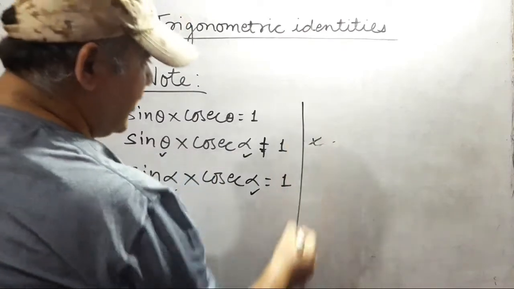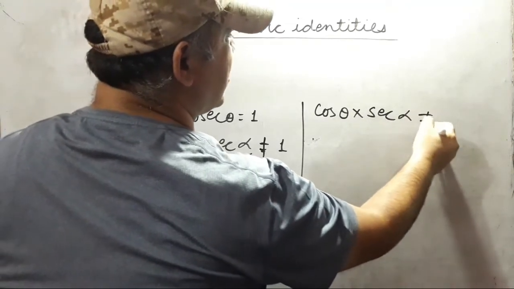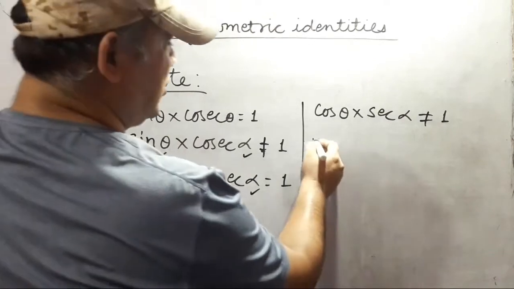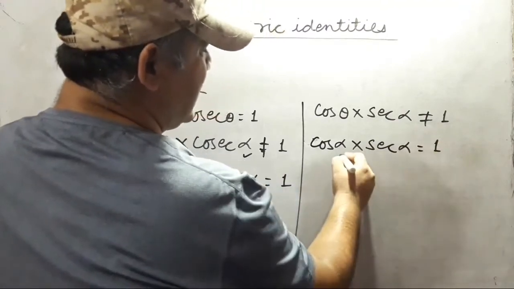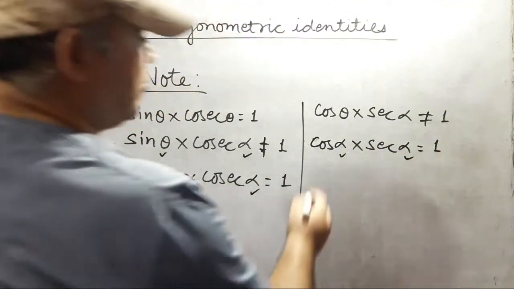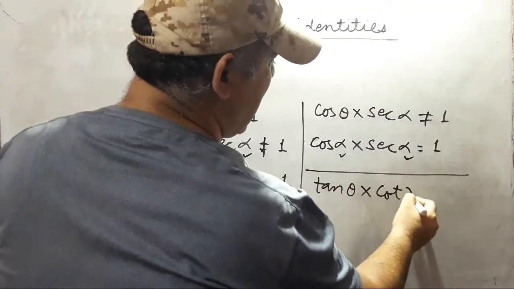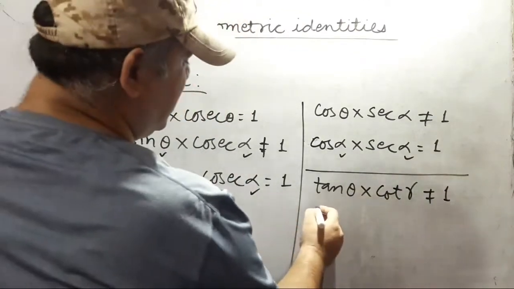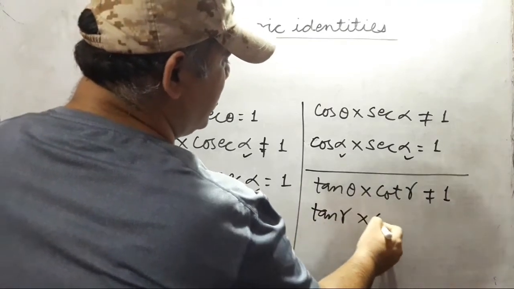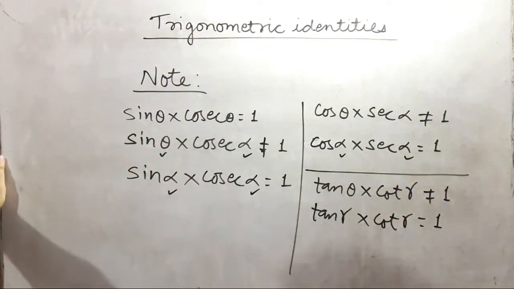Yes, it's possible since they have got the same reference angle. In the same way, cos theta into sec alpha is not equal to 1. But you can write cos alpha into sec alpha equal to 1, since they have got the same reference angle. In the same way, tan theta into cot gamma is not equal to 1, since they have got different reference angles. But you can write tan gamma into cot gamma equal to 1. That is, to undergo the relation, the reference angle should be the same.